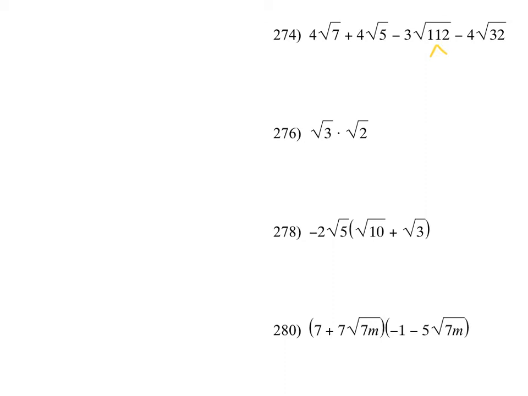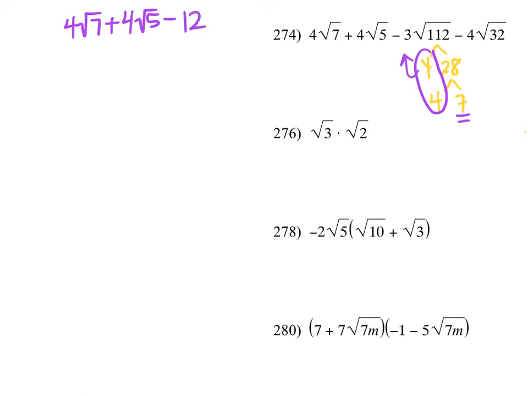So 112 divided by 2 is 56. Let's try 112 divided by 4 instead. So I have 4 and 28, and then I have 4 and 7. And notice how I did that so that I can actually group these two and bring that out. And here's my loner. So I actually have 4 square root of 7 plus 4 square root of 5 minus, since that 4 came out, I'd get negative 12 square root of 7.